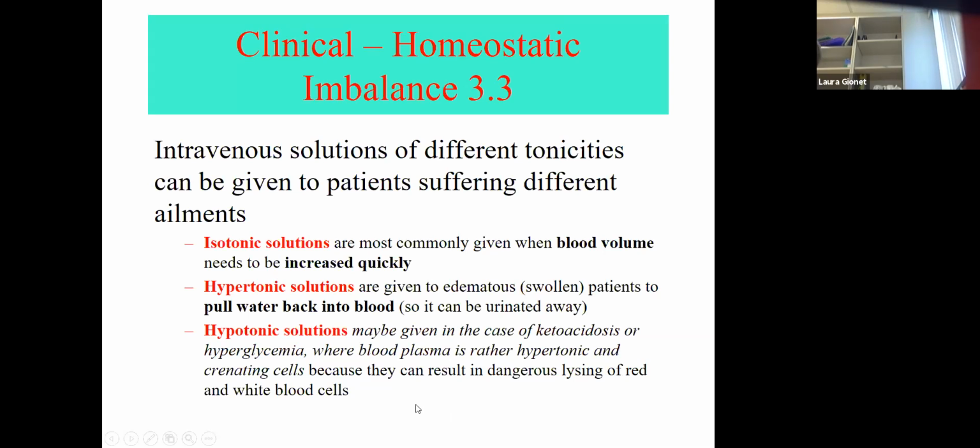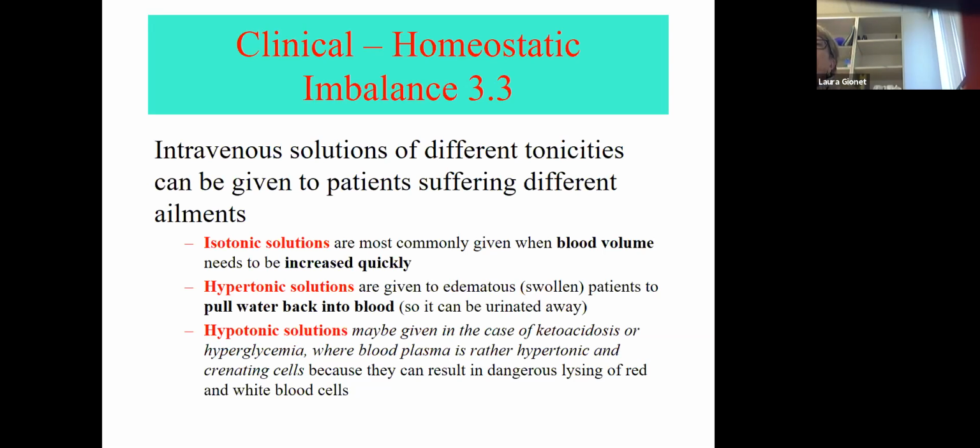Hypotonic solutions may be given in cases of ketoacidosis or hyperglycemia. You don't know what this is, but you can hold on to it for when you get into A&P 2 or into nursing school. Hyperglycemia means a higher than normal amount of glucose in the blood. And whenever we have more molecules like that in the blood, it changes the thickness of the blood. So it would be a good idea to have a hypotonic solution administered to dilute it so that your blood doesn't get too thick.